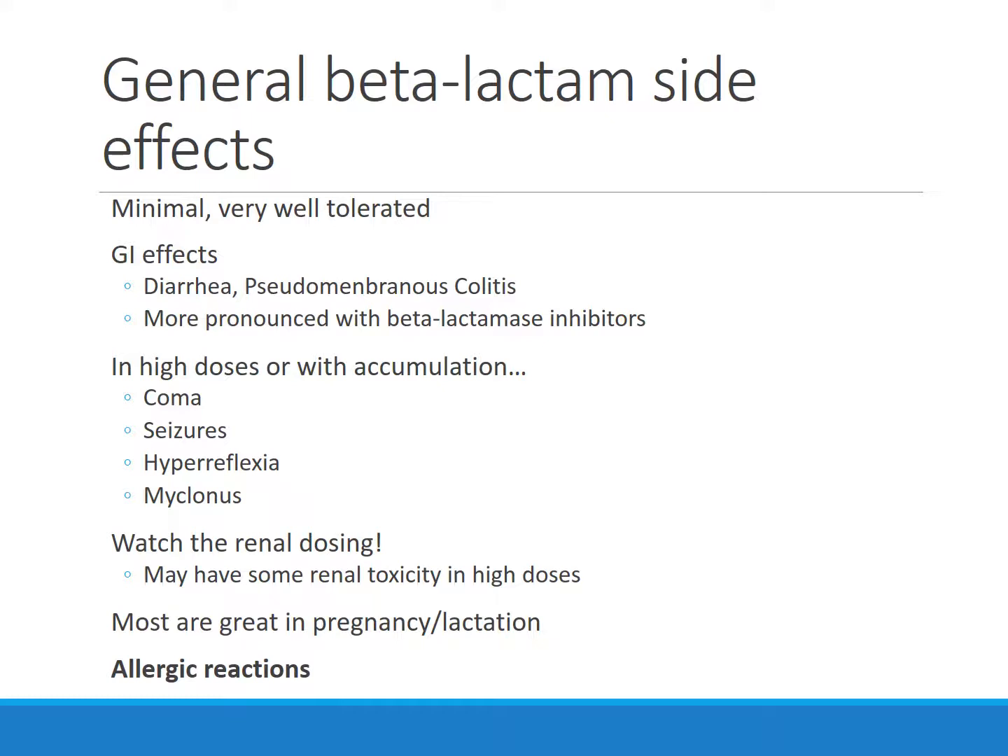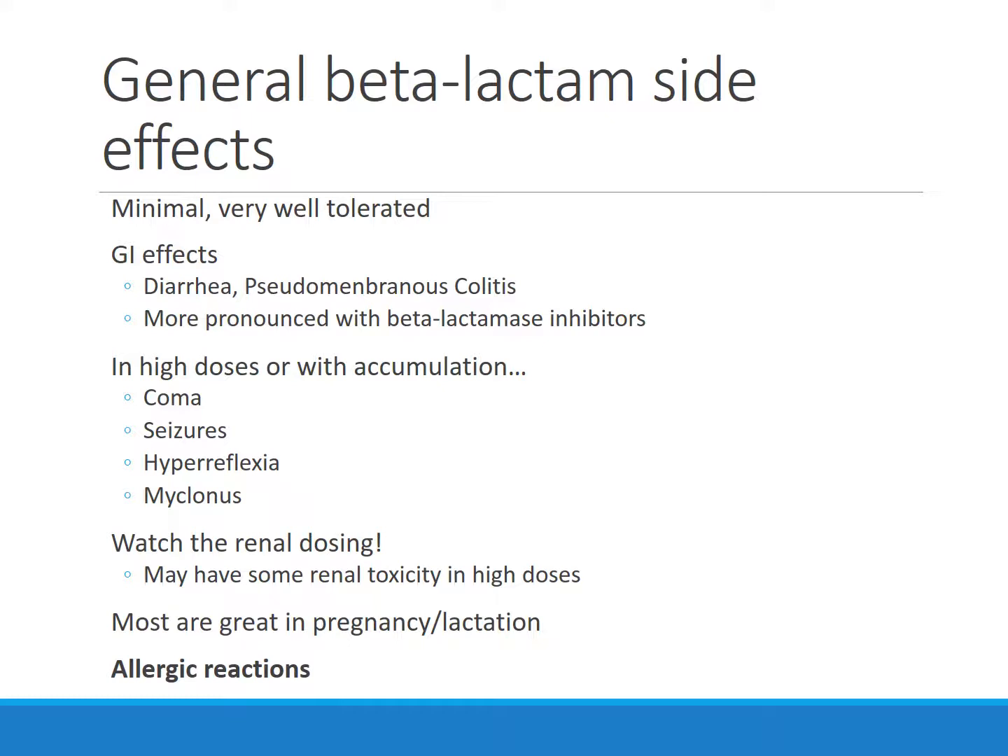In high doses or with accumulation, the risk becomes central nervous system toxicity with these medications. And this would be a really unusual situation. I'll talk about imipenem, which probably has the highest risk out of anyone. But most of these, probably not something you need to worry about. But coma, seizures, reflex type reactions, myoclonic reactions could be something you might see with a really high dose. And that's why we try and renally adjust these so we aren't getting too much accumulation.